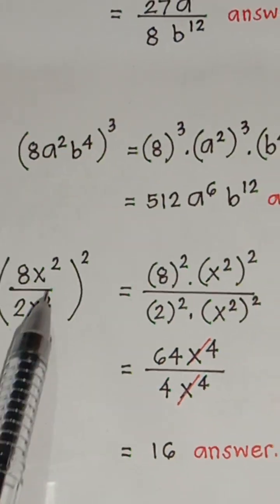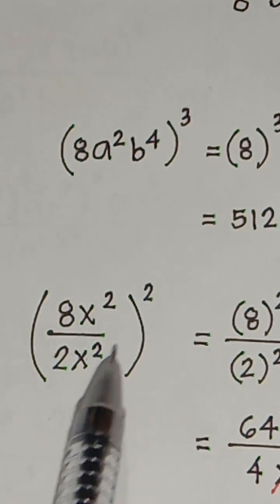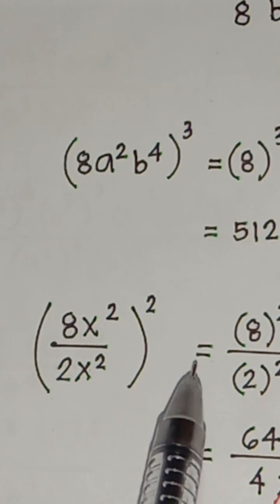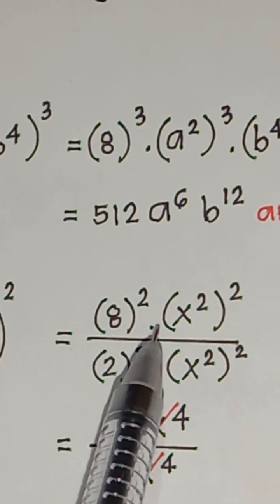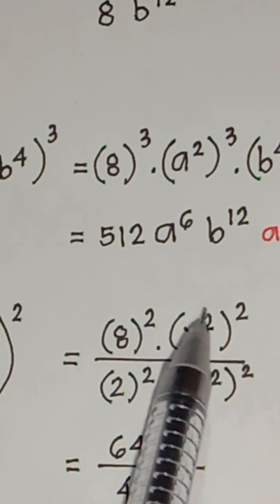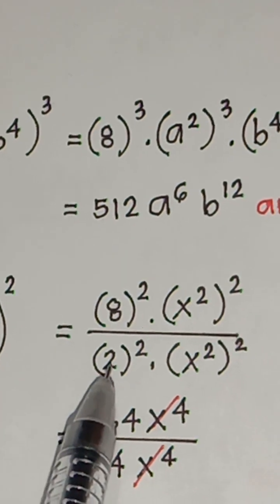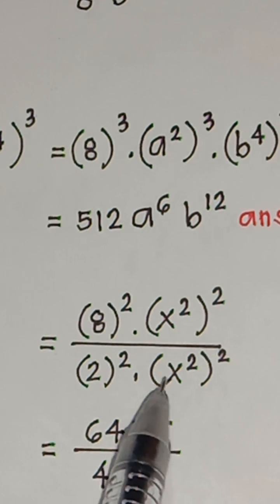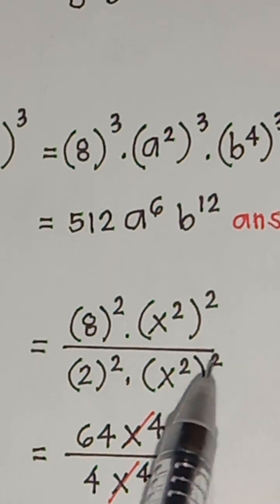So for our third example, we have here (the product of 8 and x raised to the power of 2, over 2 multiplied by x raised to the power of 2) raised to the power of 2, which is just equal to 8 raised to the power of 2 multiplied by (x raised to the power of 2) raised to the power of 2, divided by 2 raised to the power of 2 times (x squared) raised to the power of 2.